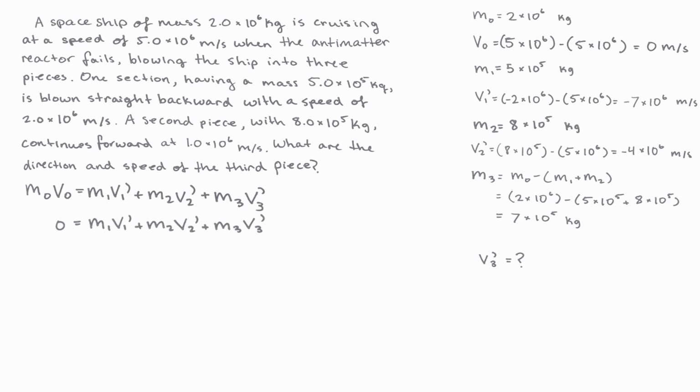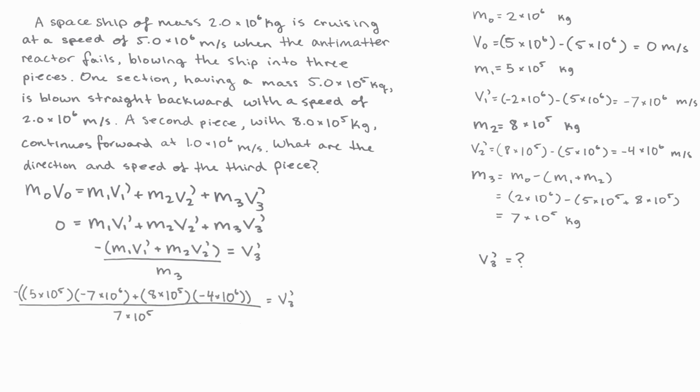Alright, so using the mass and initial velocity of 0, we can set the left-hand side of the equation to 0, and have the new velocities and the same masses for the rest of the equation. We can solve for v3 prime using the variables, and then plug in the numbers, and we get our v3 prime, which is 9.6 times 10 to the 6th meters per second.